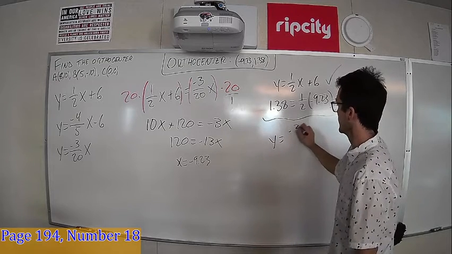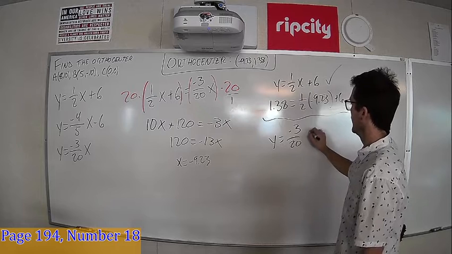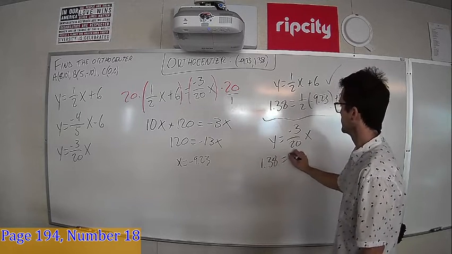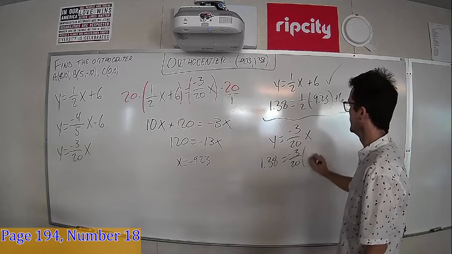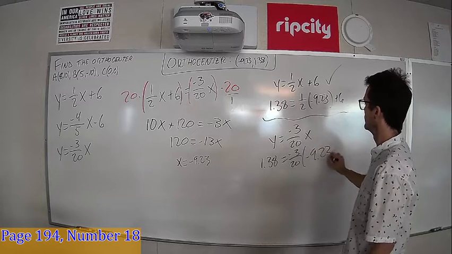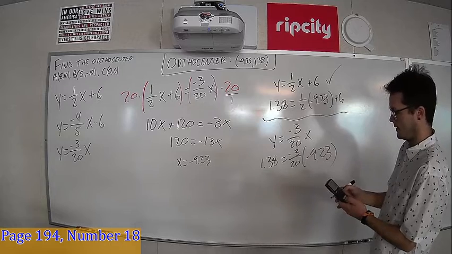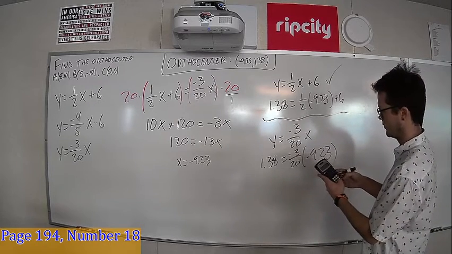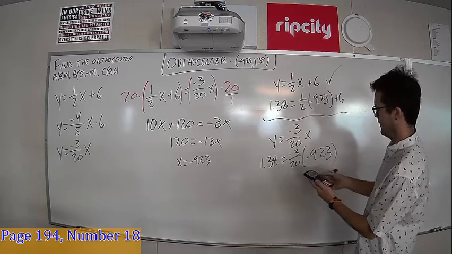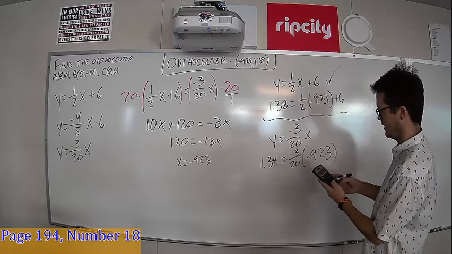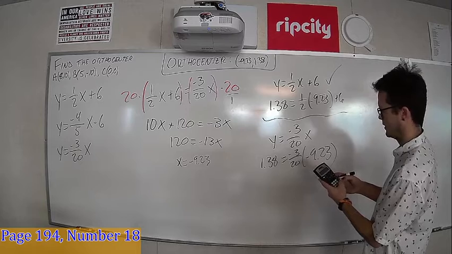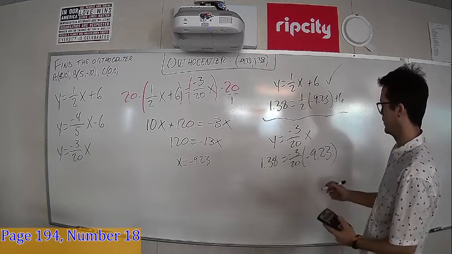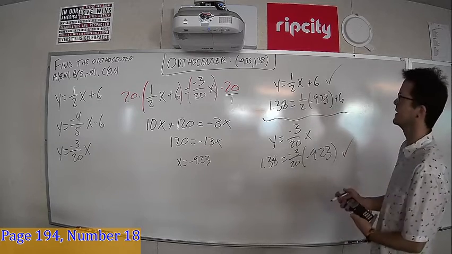y equals negative 3/20 x, subbing our values in, 1.38 equals negative 3/20 times negative 9.23. Again, this is an exercise in using the calculator. Negative 3 divided by 20 equals, and then I'm going to multiply that by negative 9.23. I hope when I click enter, it says 1.38. It does say 1.38. So this is indeed the correct answer.